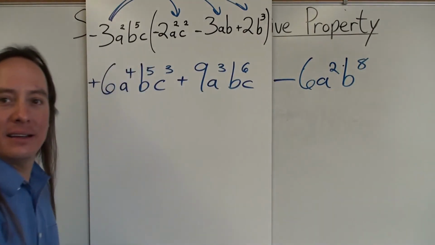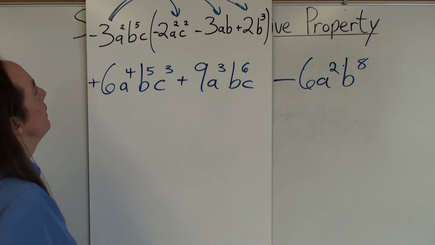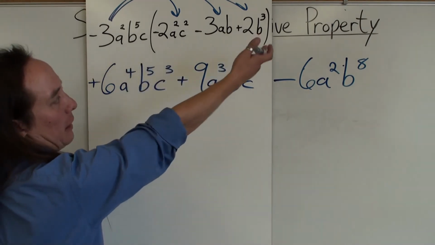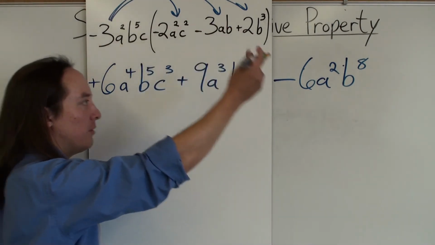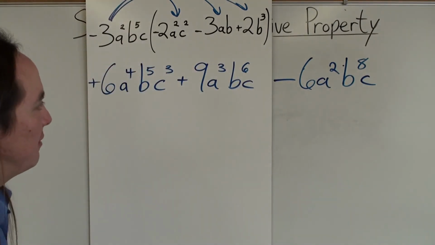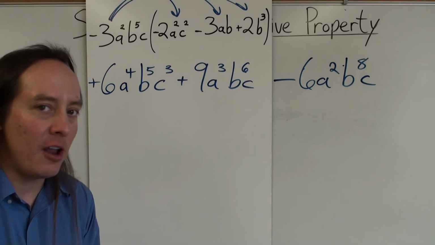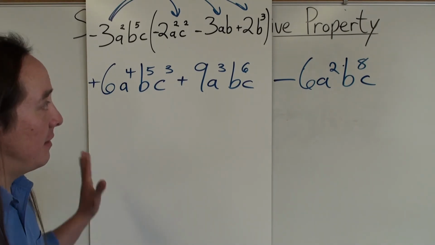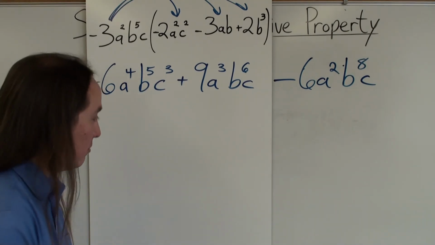B to the 8th. Can we see all that? Yeah. And then c, and that one doesn't have a c to multiply with, so I just bring down my c. And like I was anticipating earlier, they're all different terms. They're not like terms. So that's as far as simplifying can go. Okay?